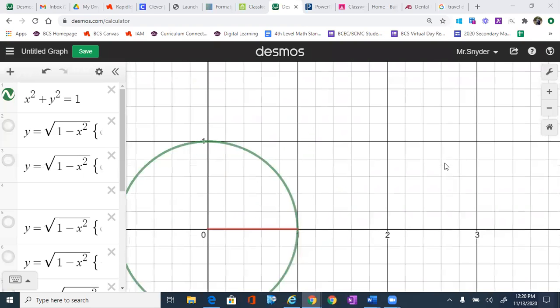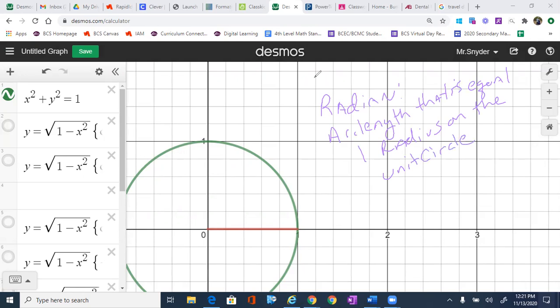All right, guys, we're going to be talking about radians on the unit circle today. And first, what we're going to do is take a second to define what a radian is. Okay, so a radian is simple. It is the arc length that is equal to one radius on the unit circle. And if we think about it, the unit circle has a radius of 1 unit.